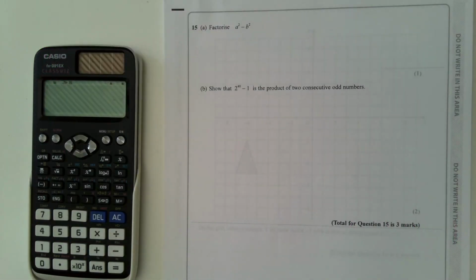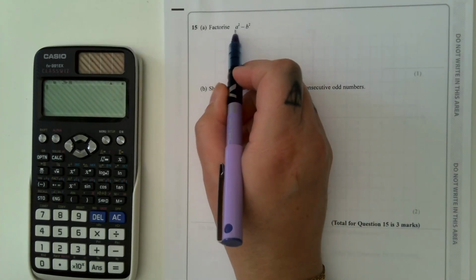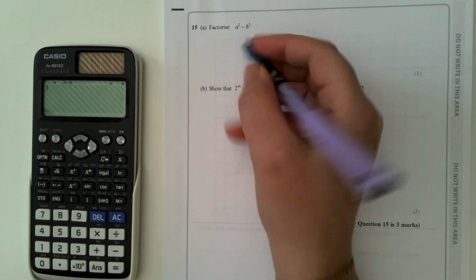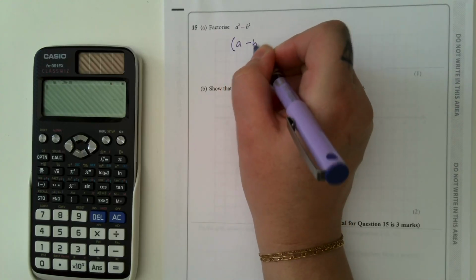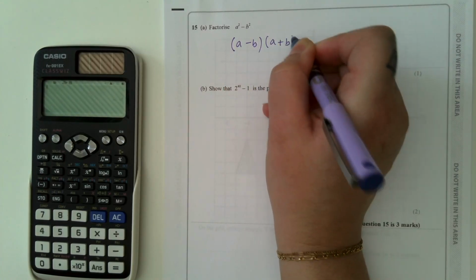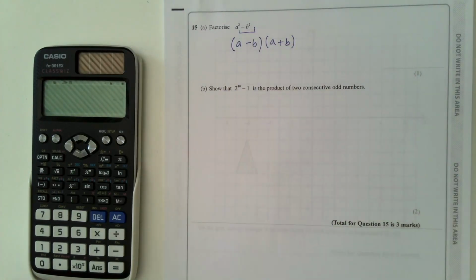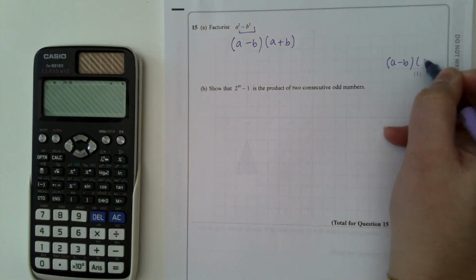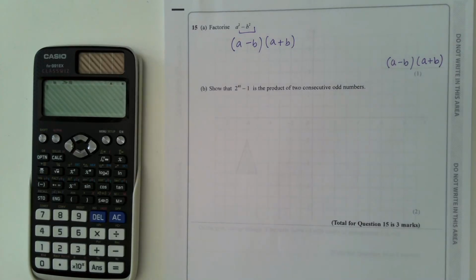(15a) Factorise a squared subtract b squared. So this is the difference of 2 squares. A is squared and b is squared, and the subtract gives us the difference. So the difference of 2 squares means we need a positive and a negative version of this term here, so that the AB terms, if we were to expand those brackets, would cancel out to leave us with a difference of 2 squares. So we're going to write that there.